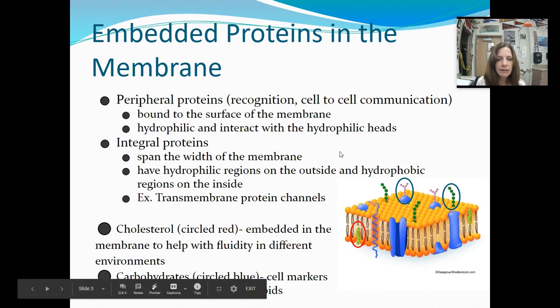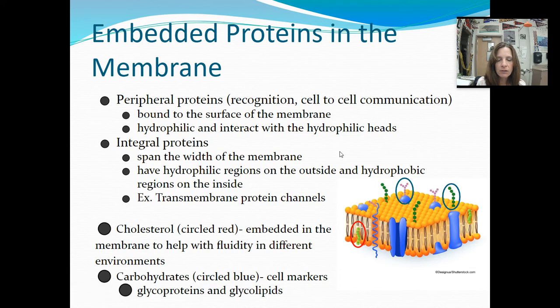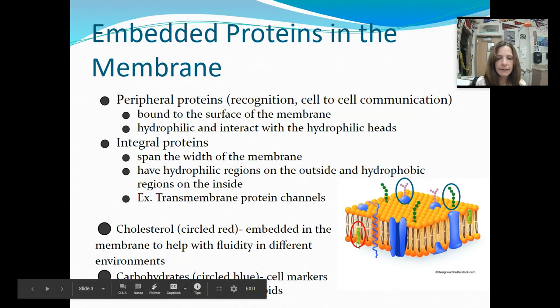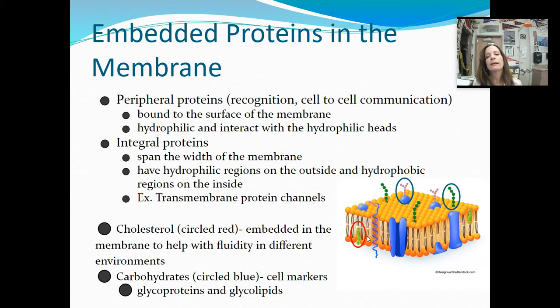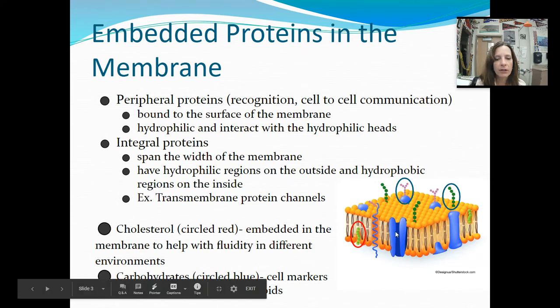The other thing that is in here is cholesterol. And so cholesterol is the red circled thing right here. And those help with fluidity of the membrane. Remember the fluid mosaic in different types of environments.